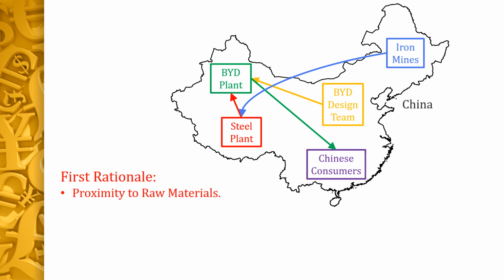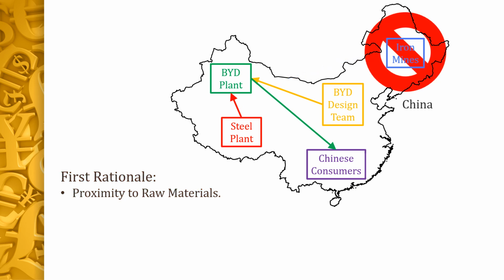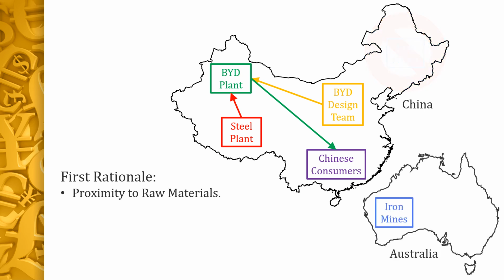The first rationale is proximity to raw materials. In particular, suppose that all of the high-quality iron ore in China has been depleted. Australia, on the other hand, still has high-quality iron ore and is not too far from China. Thus, it makes economic sense to mine iron ore in Australia and ship it to China. The extraction of the ore must take place in Australia, where the mines are located. In this way, proximity to raw materials provides one rationale for overseas activities.